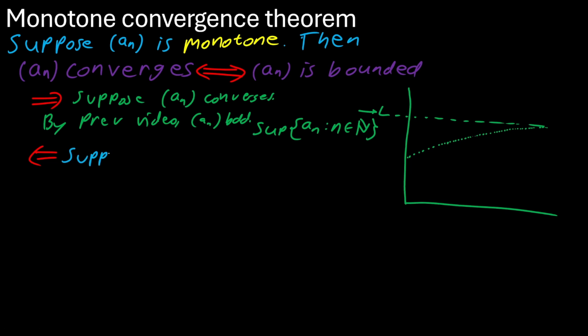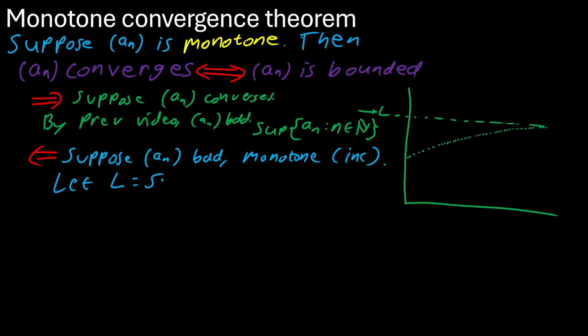So suppose an is bounded monotone. Let's just assume increasing. Okay, it's the same for decreasing, just upside down. And let L equal the sup of an for n in N. So this is just the least upper bound of the set of all the terms in the sequence.